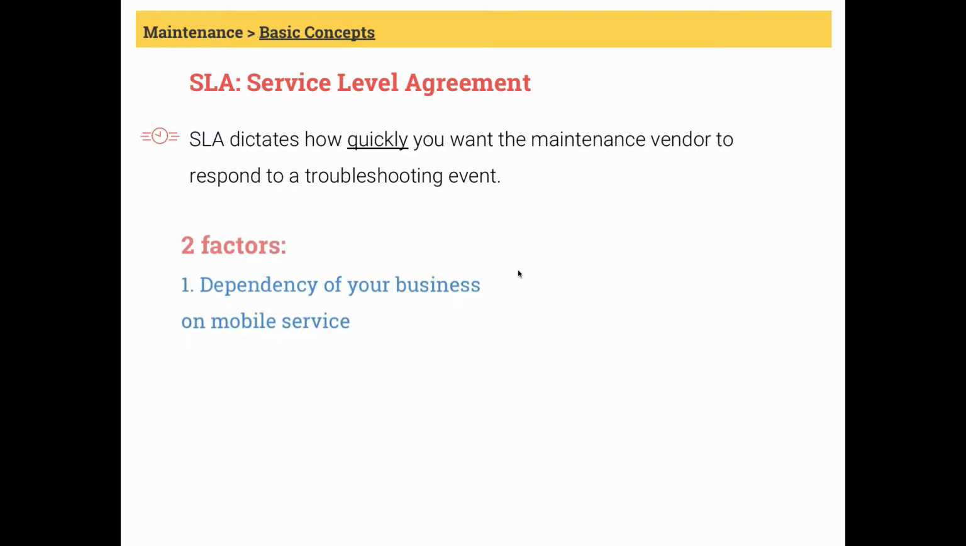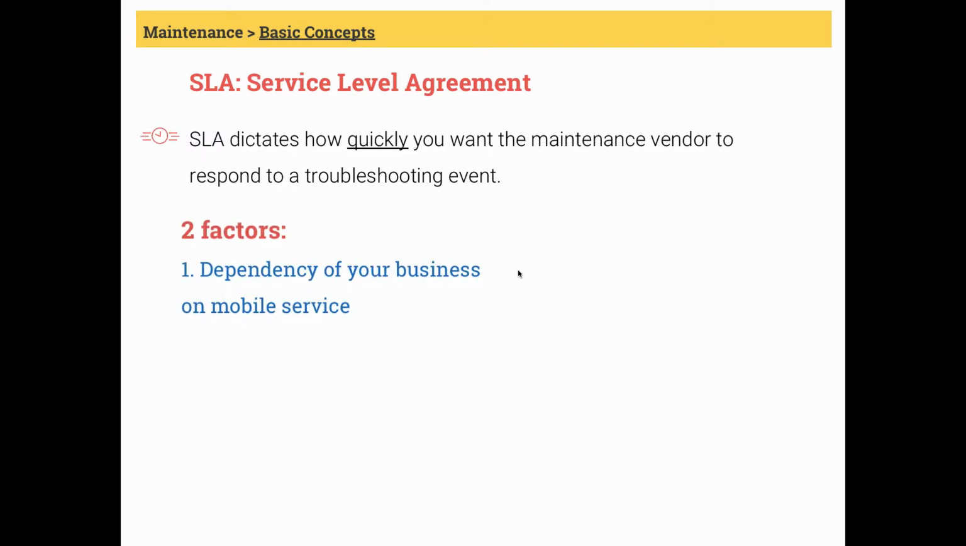Two factors primarily dictate the configuration of the SLA. The first one is the dependency of your business on mobile service. This stresses the nature of your business and its dependence on the mobile service. So for example, the SLA for a hospital, where the mobile phone is a critical part of daily function, will have a much more stringent SLA than a resort, where the mobile phone is not the critical device of communication.